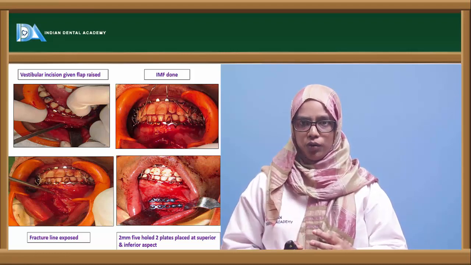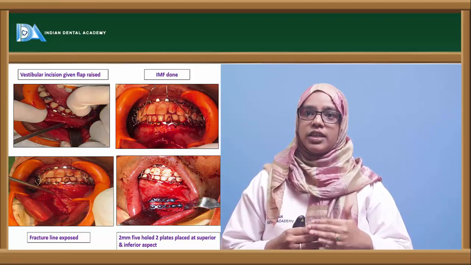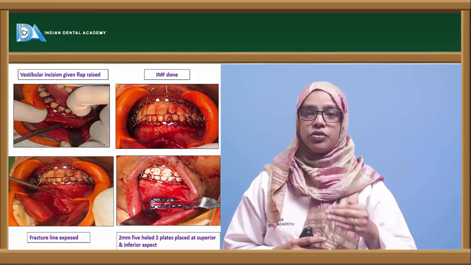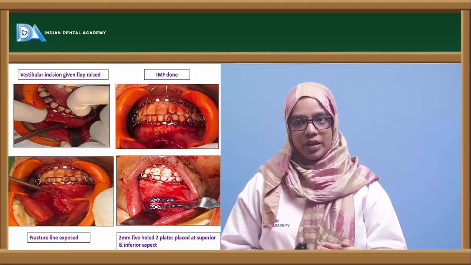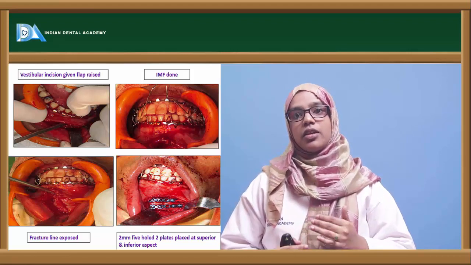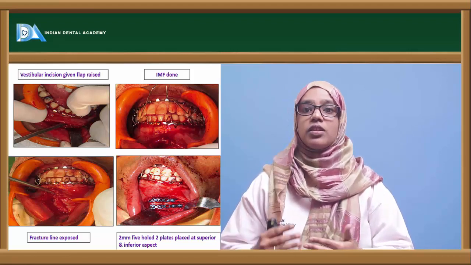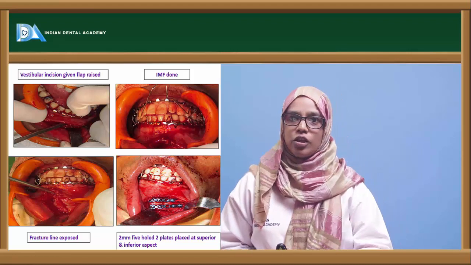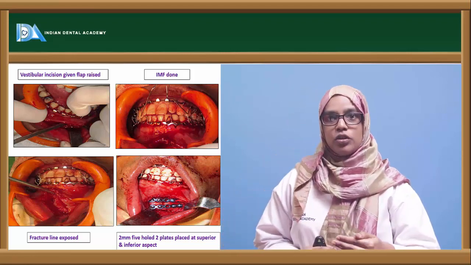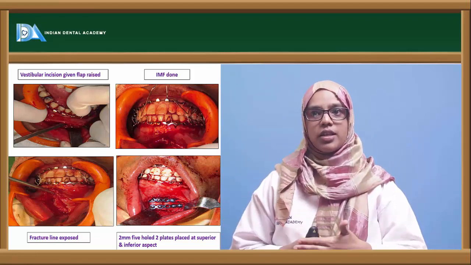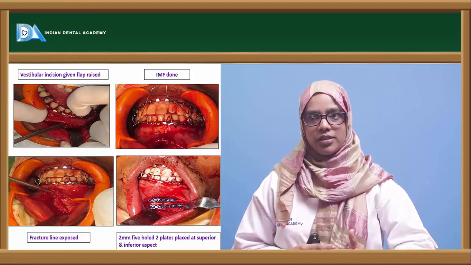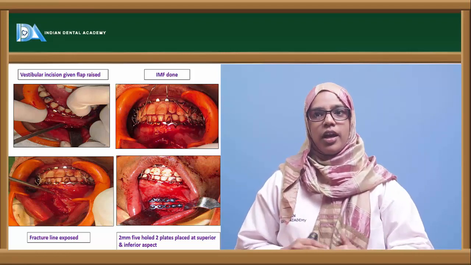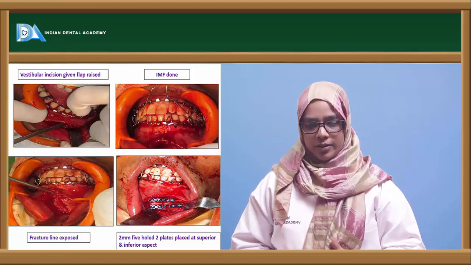Try to get into occlusion, because since the maxilla is intact, when you're treating a mandible, maxillary occlusion acts like a guide. How will you know whether the mandible is in the correct position or not? You have a certain reference point. So your maxillary occlusion will act like a guide. You will occlude the maxillary and mandibular teeth and put an IMF. Once you do that, expose the area, see the fracture site, reduce it, and then put your plates in.